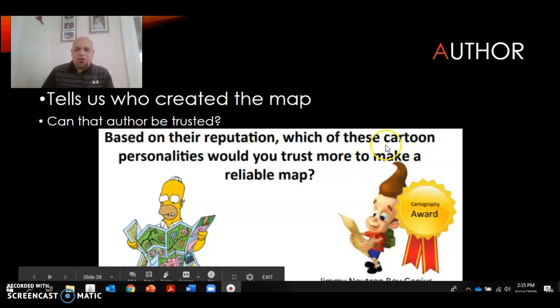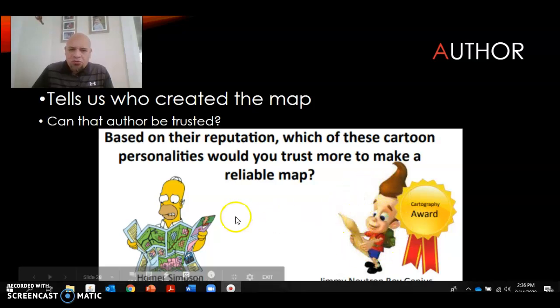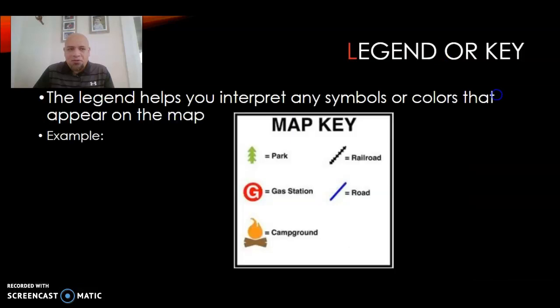That's one reason. Another reason it's important to know who made the map is based on their reputation. Which of these cartoon personalities would you trust more to make a reliable map? I think you all know who Homer Simpson is, but he's just kind of a goofy guy that doesn't really know a lot of things. Or this kid genius, right? Who would you trust more to make a map? Well, I would probably trust the genius, right? So again, some maps may be more accurate than other maps. That's also important.